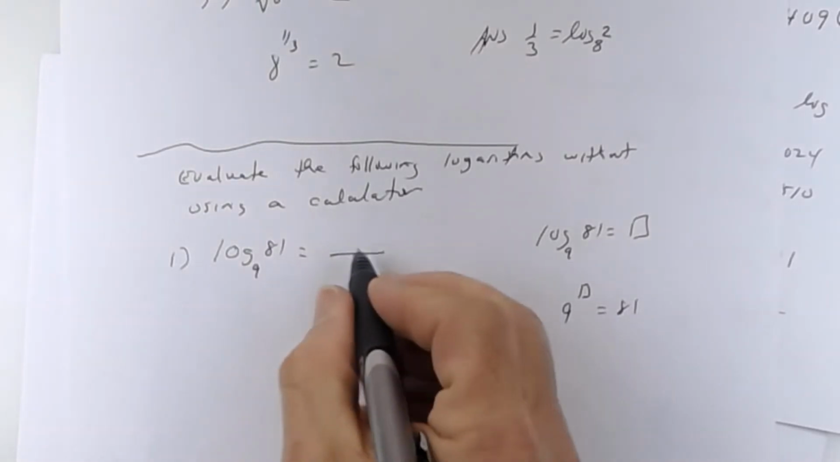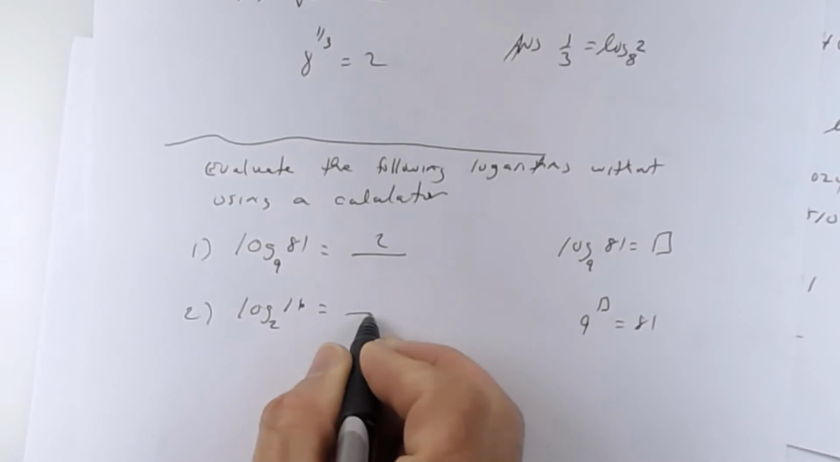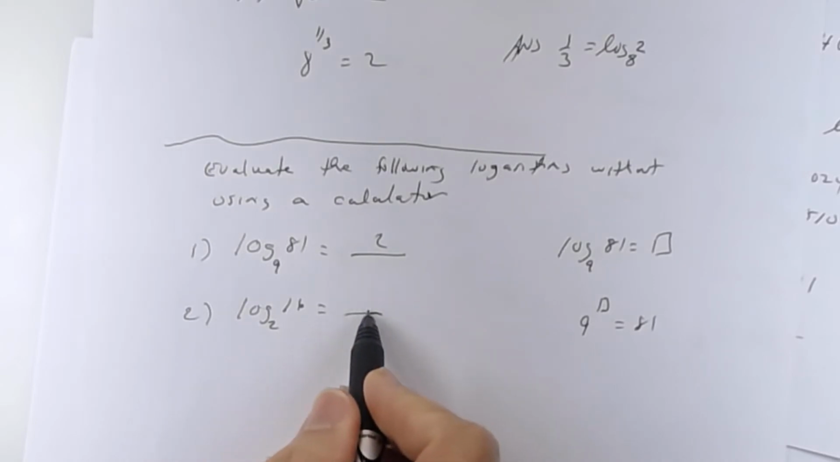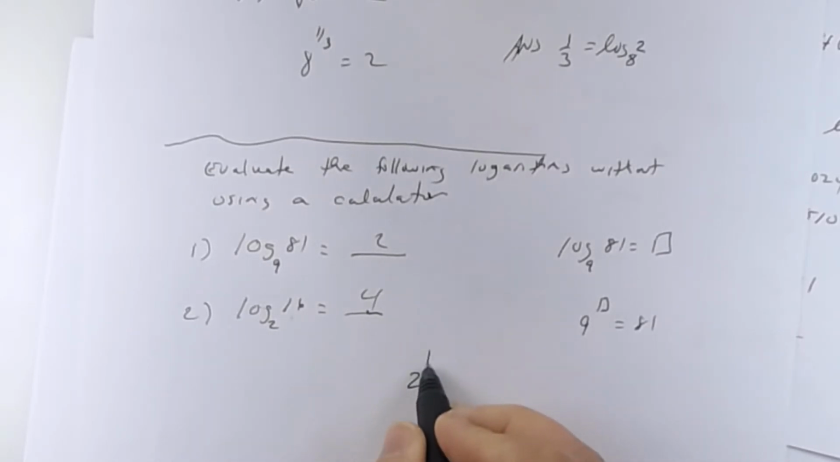Number 2. Log of 16 base 2 equals blank. Four. Makes sense, right? Think of changing this to an exponential. 2 to what power is 16? 4. The answer is 4. That's what I'm asking. So 4 goes in that box.